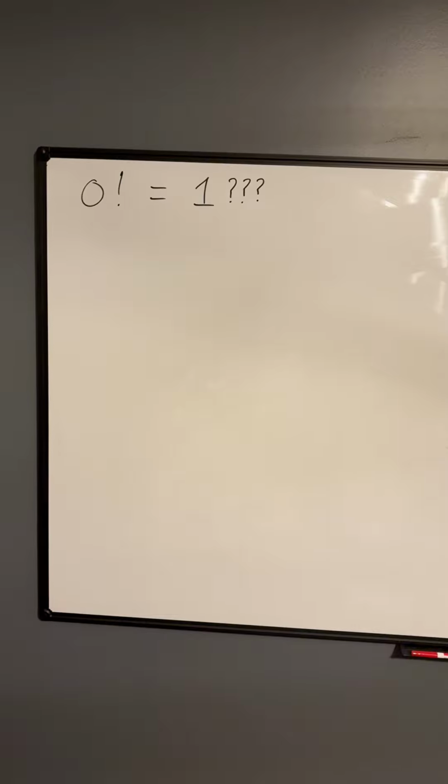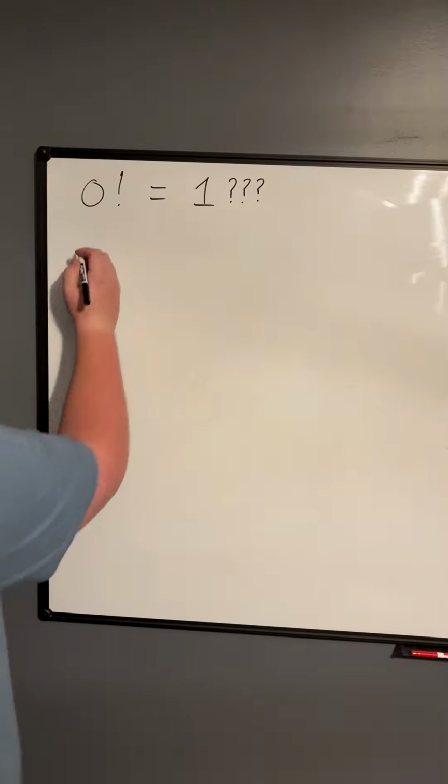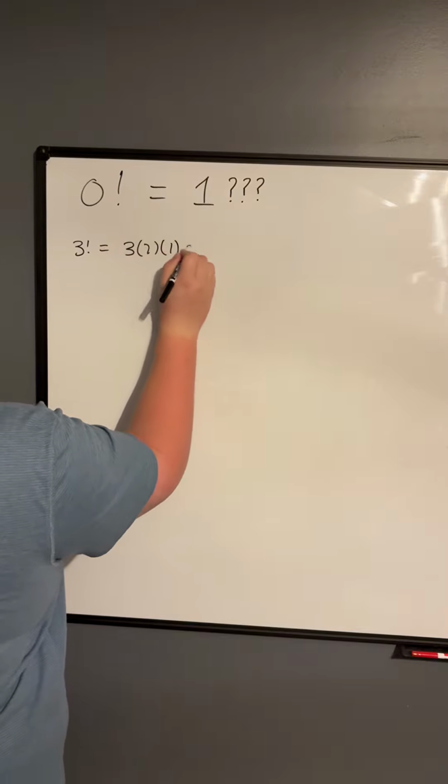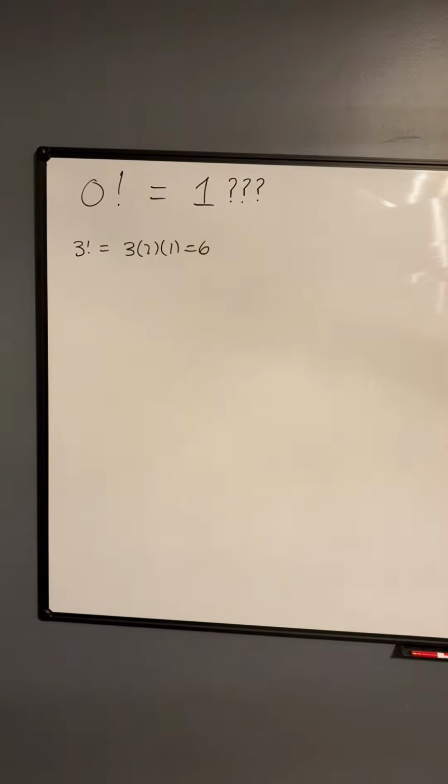One way is what factorial means in kind of a real world sense. It's the number of ways that we can arrange objects. So if I have, for example, 3 factorial, that's 3 times 2 times 1, which is 6. That means there's 6 different ways to arrange 3 objects.